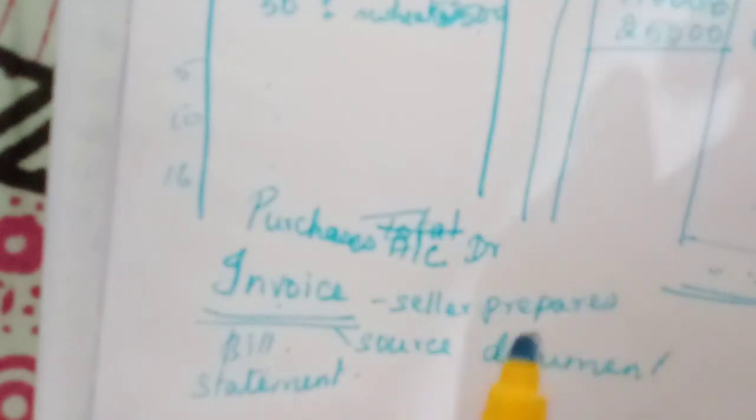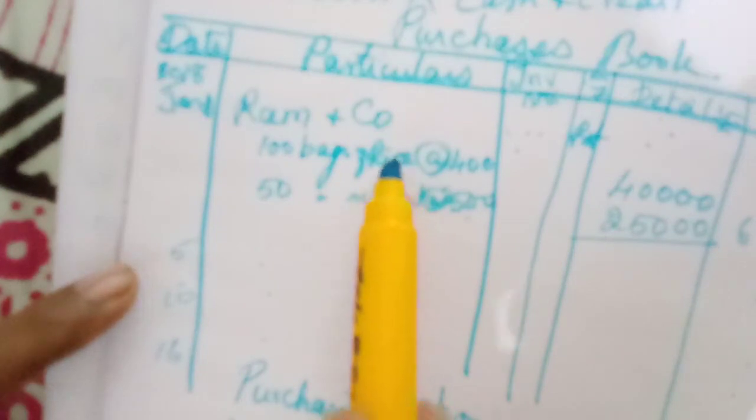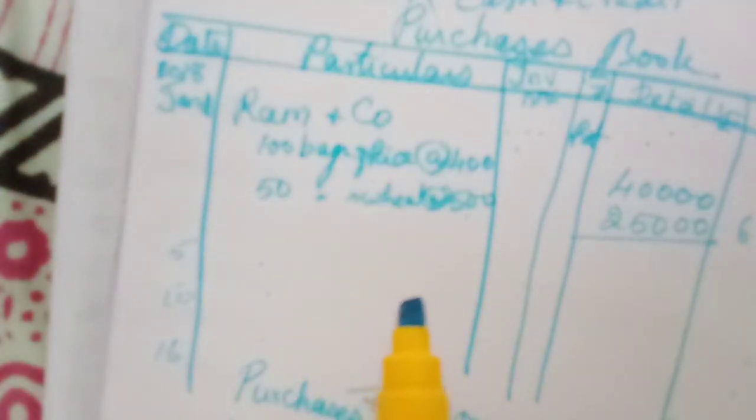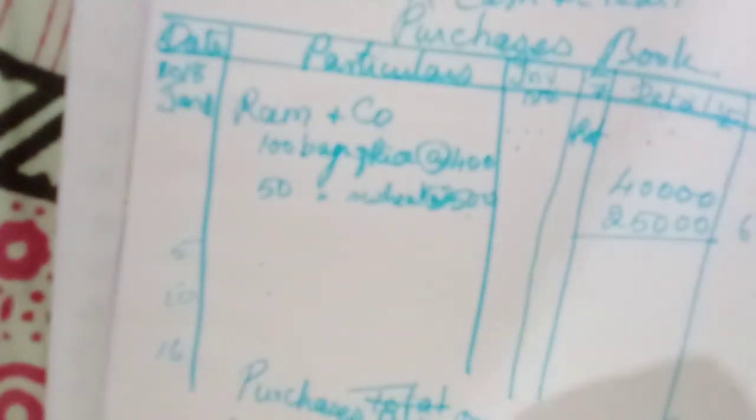Okay, so for us, purchases book means we are purchasing from Ram and Co. Ram and Co will prepare the invoice and it will be sent to us. From there we will enter in the purchases book. Okay, here I told you one item, that is discount. The details of discount, that also you should know. What is discount?